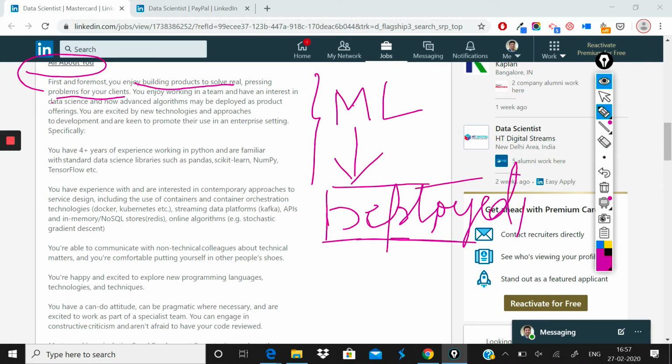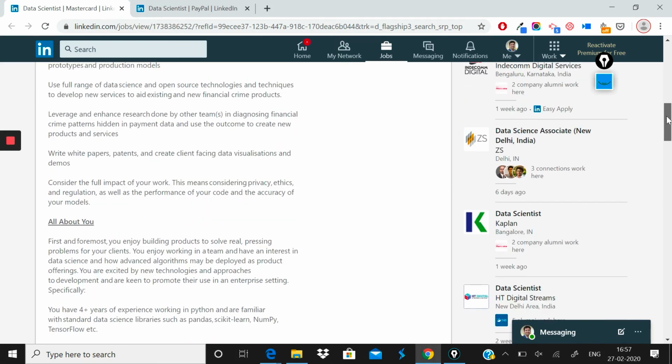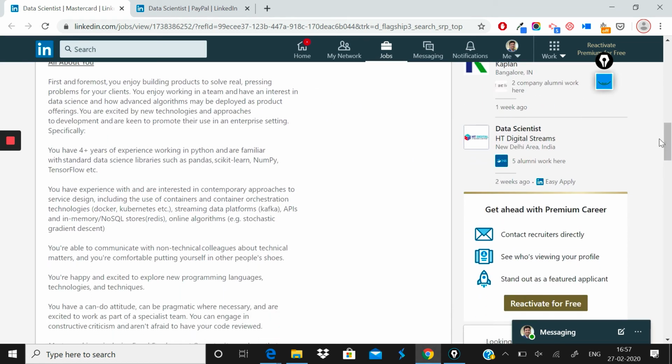You are excited by new technologies and approaches and development, and are keen to promote their use in an enterprise setting. This is pretty standard. You have 4 years of experience at least in Python and are familiar with standard data science libraries such as Pandas, Scikit-learn, NumPy, and TensorFlow. So this is what the company says, that you need to have a minimum of this many years of experience. Although the position is an entry-level position, what they're wanting is someone who can get started from day one.